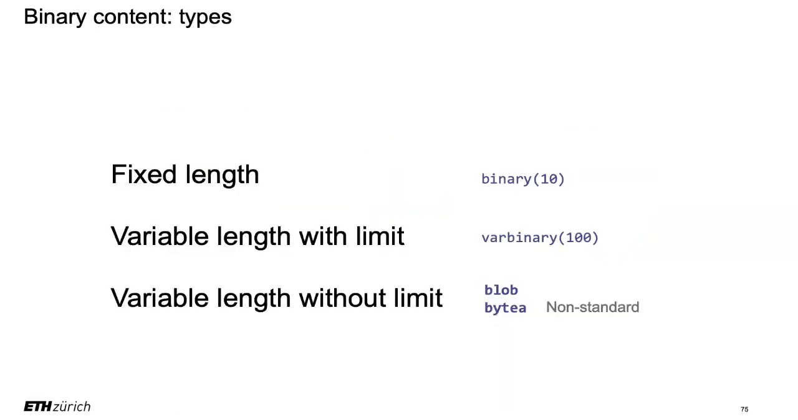And the types for this are very similar to the strings. You have binary n that is a fixed length, like char. You have varbinary that is like varchar, with a cap on the length. And then you have the variable length without limit, and you have blob, which is the sister of clob, where blob is binary large objects, I think, and bytea, that's the non-standard way that PostgreSQL calls that. Somehow it's called bytea. I have no idea why, but this is what you can use. But again, it's the same as blob, right?